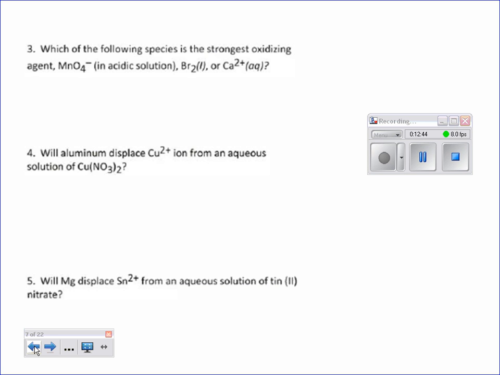All right. Which of the following species is the strongest oxidizing agent? Let's talk about the word agent. Does anybody remember about agents? We had something reduced, something was oxidized. What was the agent?